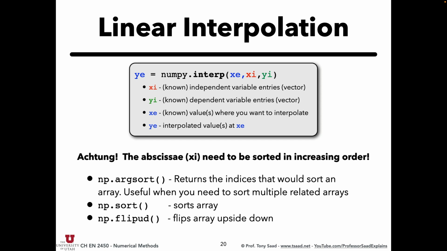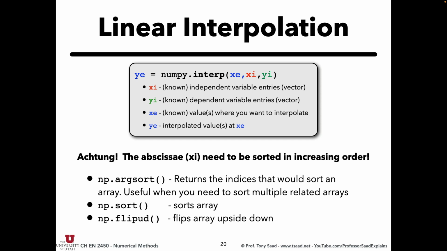You just use one of those 2 functions, np.sort, which sorts the array in increasing order, or np.flip upside down, flipud. Now, for flipud, the array has to be sorted one way or the other to flip it. So if it's sorted in decreasing order, you flip it. Now it's sorted in increasing order. np.sort sorts a single array.